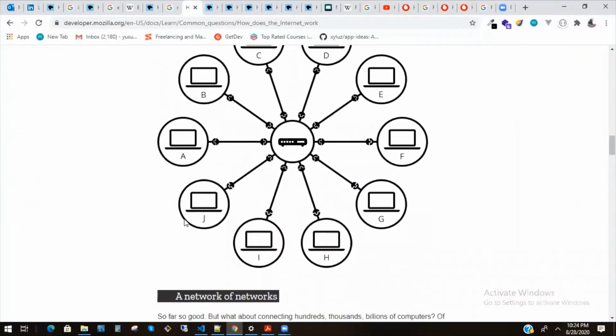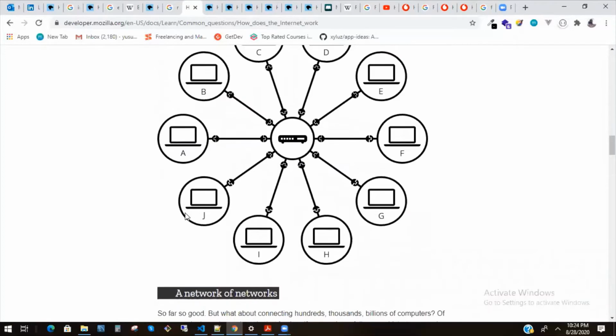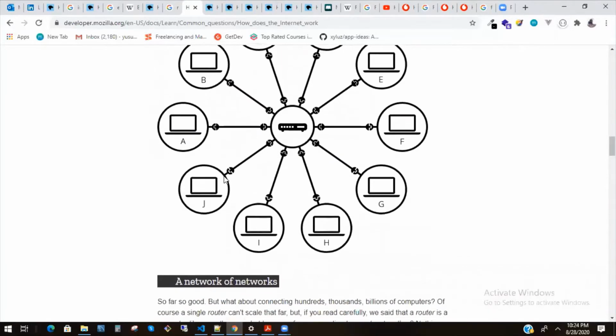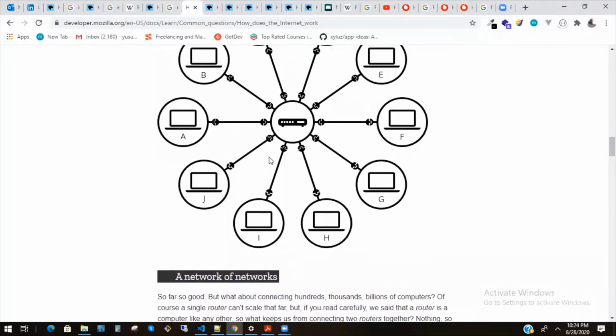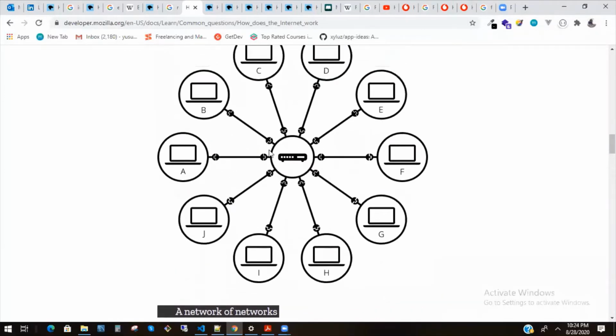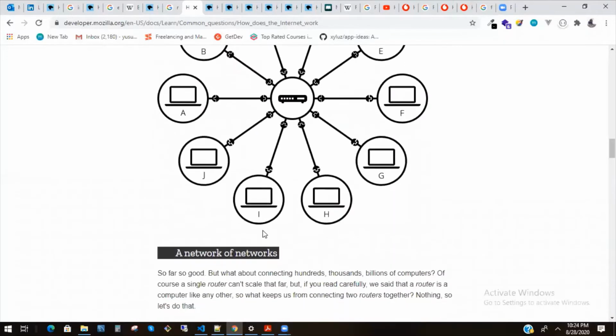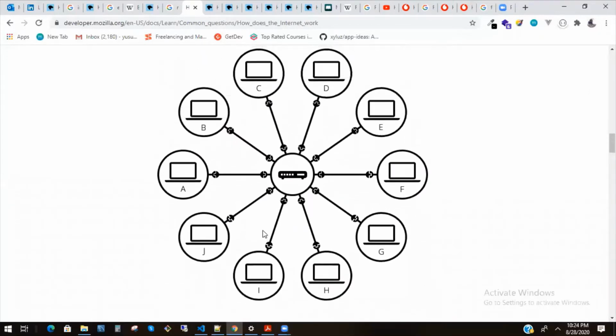So what if you have information you want to access from other networks? Are you telling me that all this information we are sharing will be restricted to this network? No, we are going to have a network of networks. What do you mean by a network of networks?